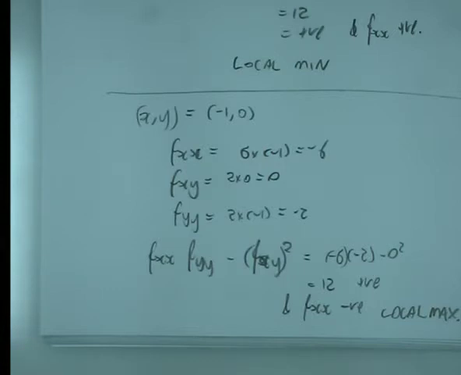So this particular function had a local minimum, a local maximum, and 2 saddle points. Because it has saddle points, that generally means it doesn't actually have a global maximum.